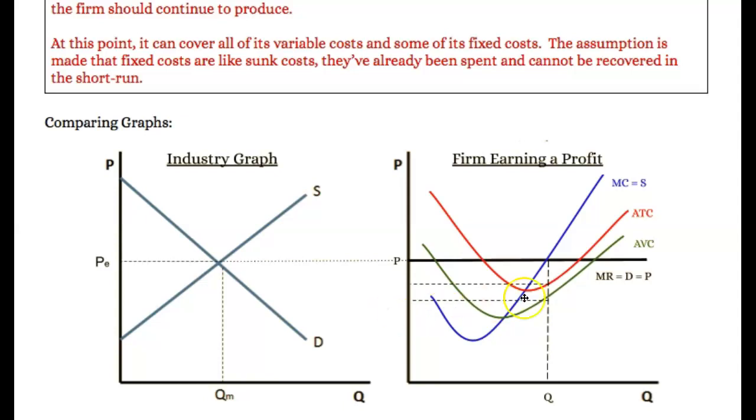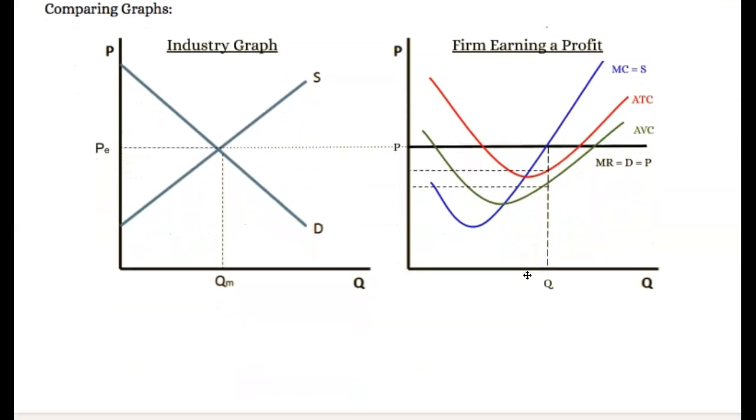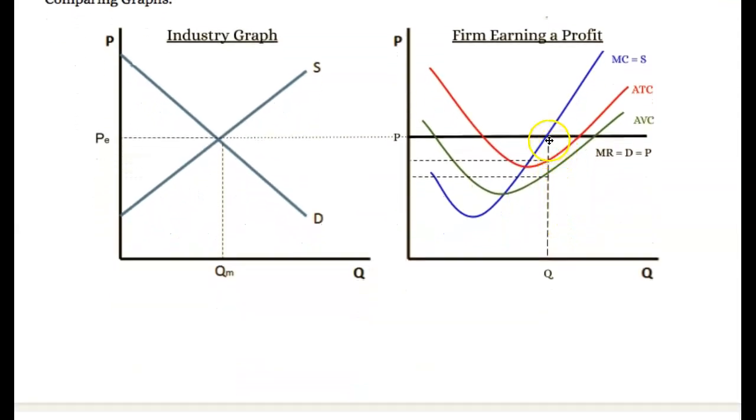So here we see a firm that is earning a profit. Sorry, comparing graphs. Industry firm, graph firm. This firm is earning a profit. You can see that the marginal revenue, price, demand curve is above the ATC curve. So yay, profit. And the profit would be this box right here.